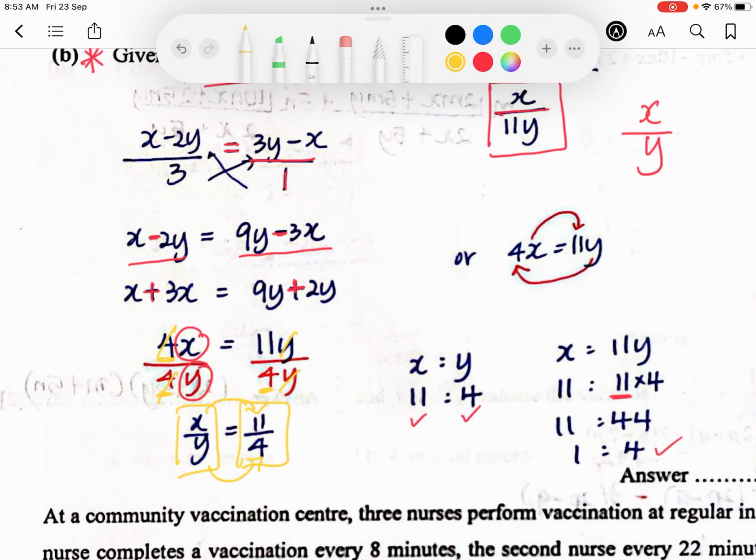Eventually, x will be equals to 11, y will be equals to 4. This is standard. I'm just saying that if you don't wish to write so much working, you can just do the shortcut straight away. If you are not convinced why it is like that, then you do the long way, do all the working to make sure you get the answer. Then it won't be a problem. So it's write the working or not.